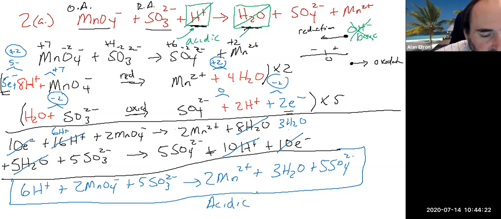If it was basic conditions, this would be the point where you would add, in this case, 6 OH minuses to both sides. But it was not basic conditions for this one. It was acidic conditions. First off, any questions on any of that there?